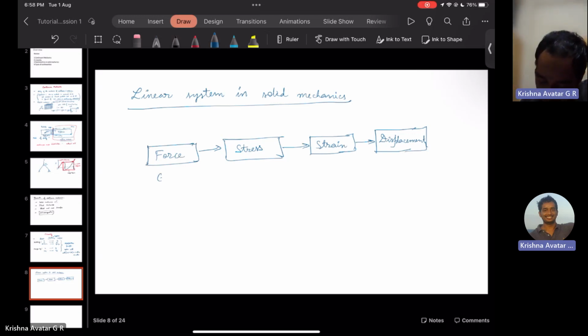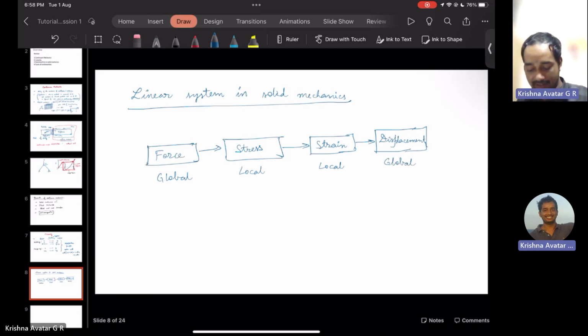So here force is global in the sense that we are applying it over the body, isn't it? And stress and strain are local quantities in the sense that they are produced at every point in the material domain. And displacement is again the manifestation of the effect of force on the body. Okay, and this is also global.